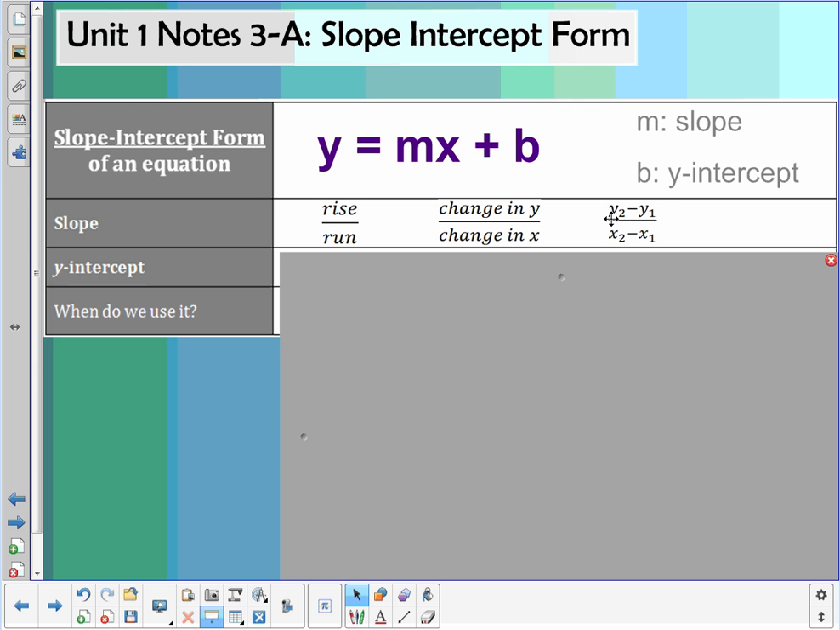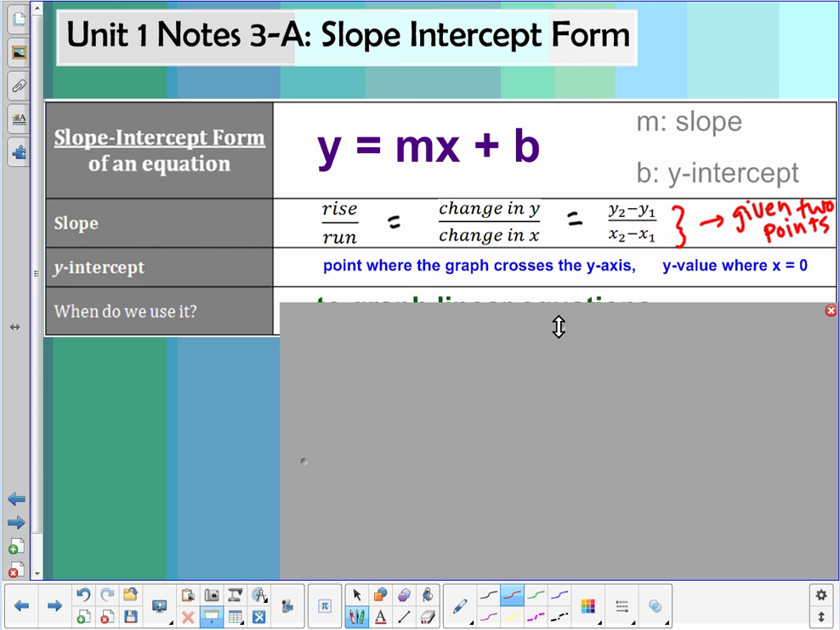Or in the form of a formula, it would be y2 minus y1 over x2 minus x1. That would be given 2 points. All of these things are equal to each other. Rise over run is the same as change in y over change in x, and that's the same as y2 minus y1 over x2 minus x1. Again, this piece is if you're given 2 points. So that's how we find the slope of the line. We have to look at 2 points.